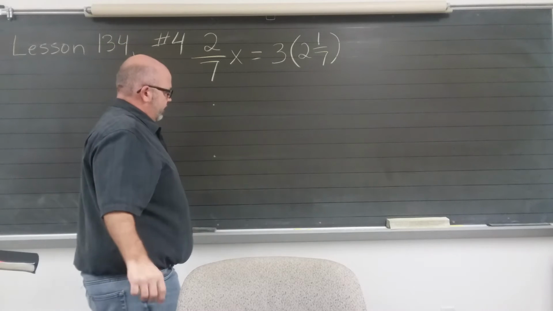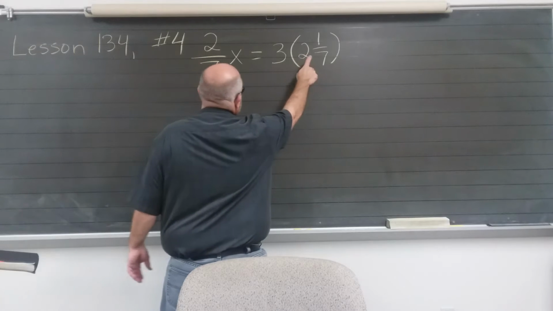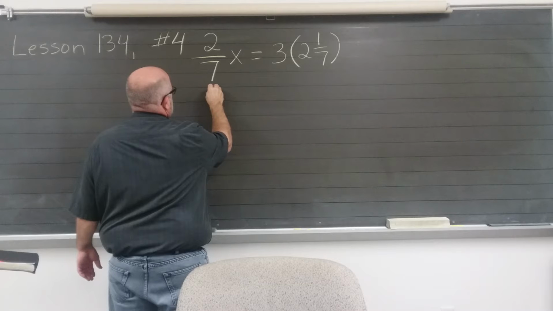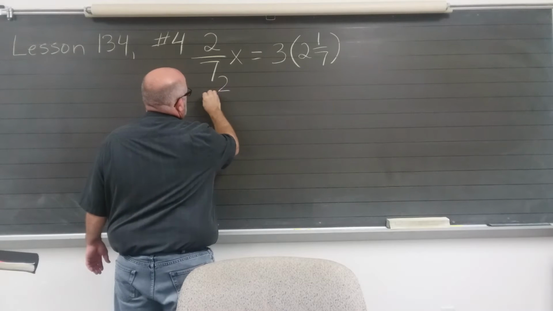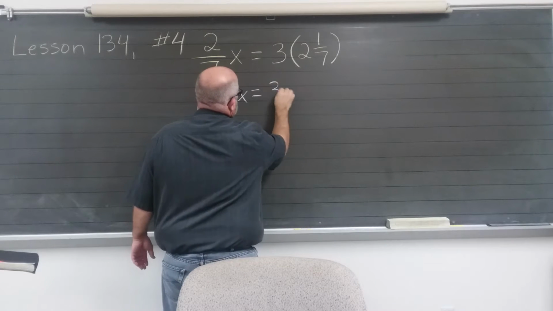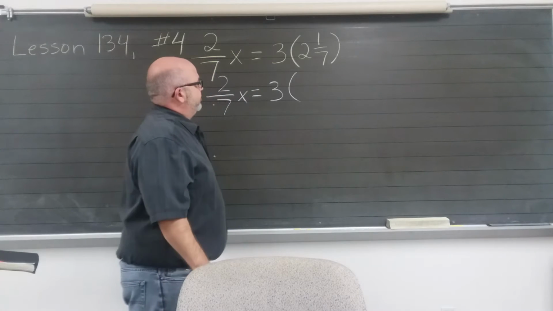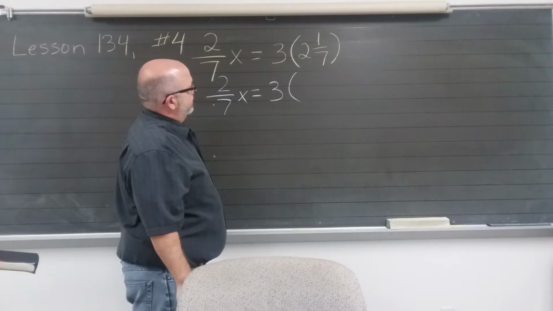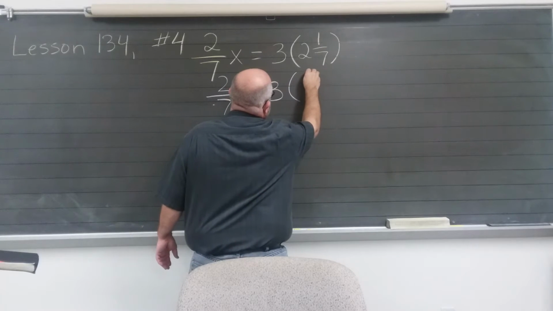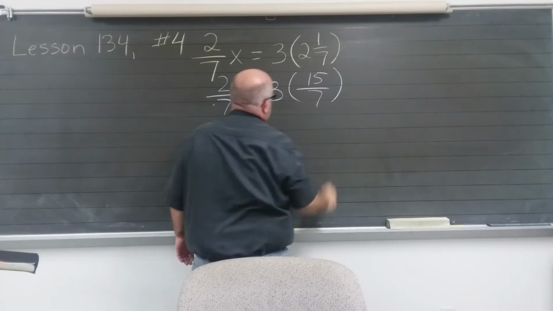First thing we do is turn the mixed number into an improper fraction. So we'll keep this the same. 2/7x, keep the literal number there, equals 3 times, what's 2 1/7 as an improper fraction? 15, 2 times 7 is 14 plus 1, 15/7. All right?